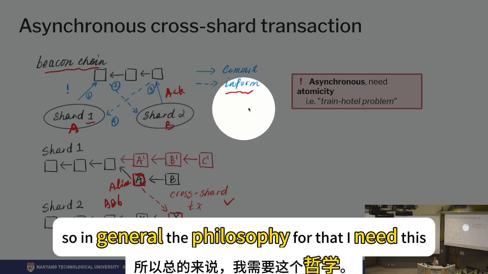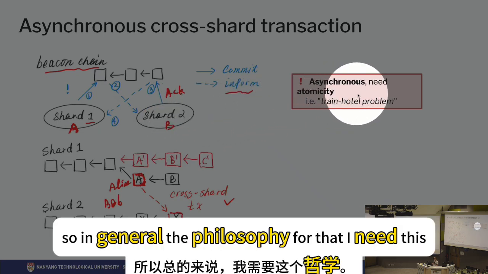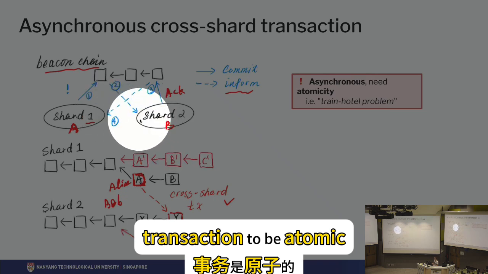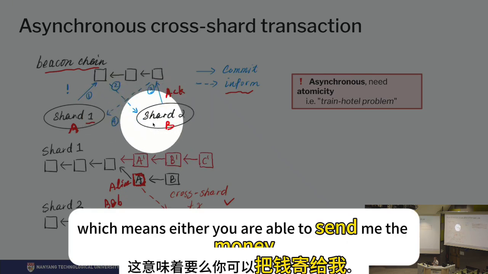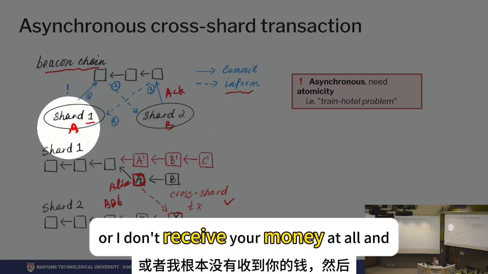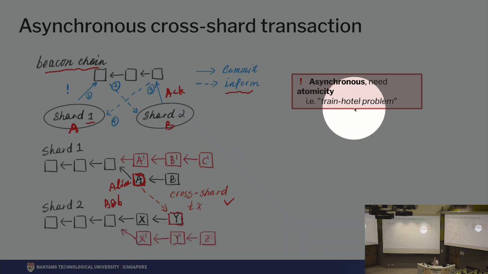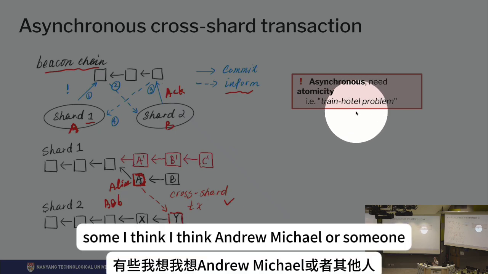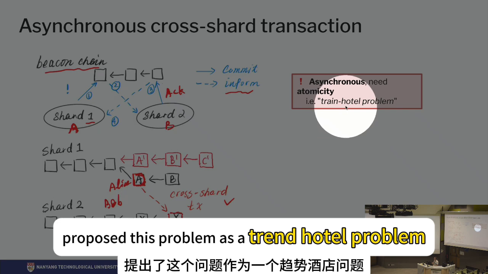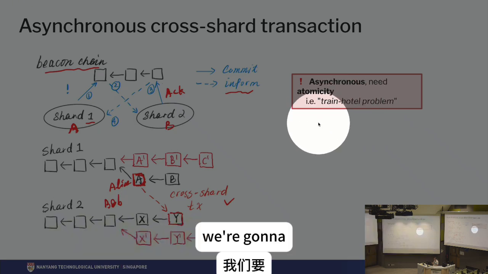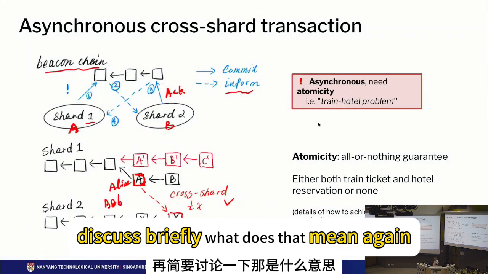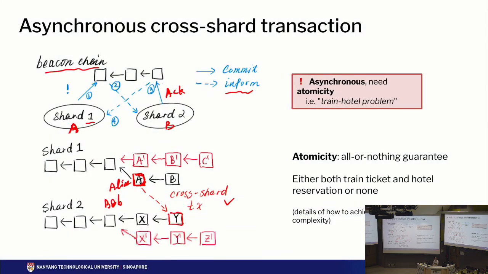So in general, the philosophy for that is I need this transaction to be atomic, which means either you are able to send me the money or I don't receive your money at all. And I think Andrew Michael or someone proposed this problem as the train hotel problem. We're going to discuss briefly what that means.